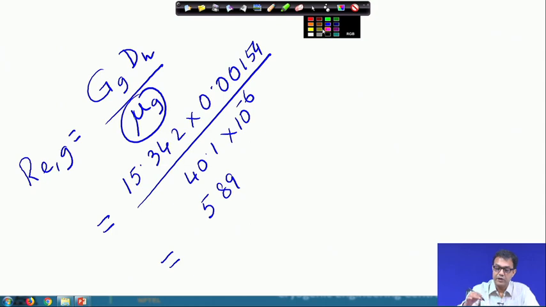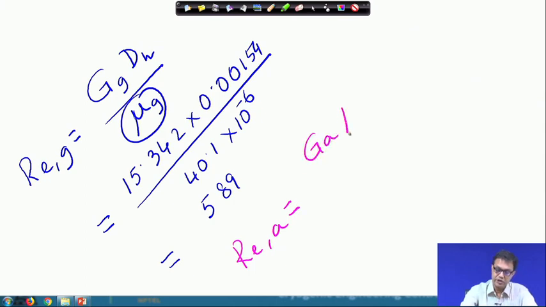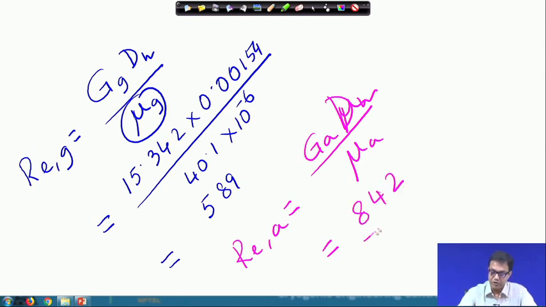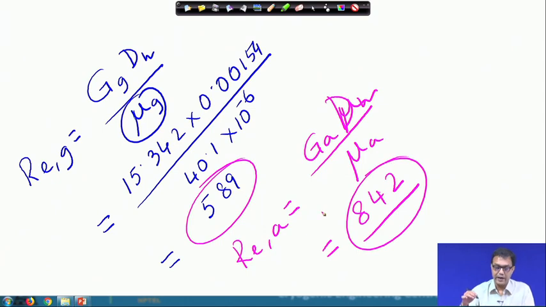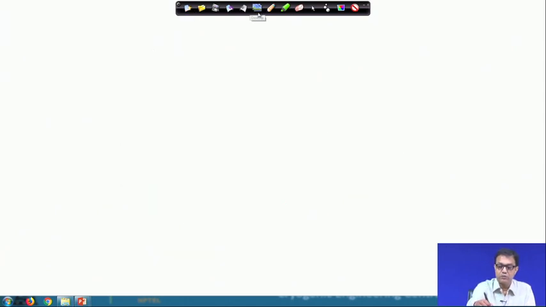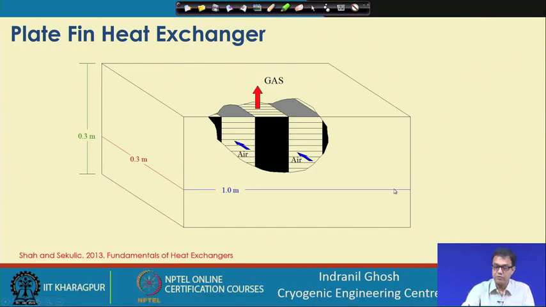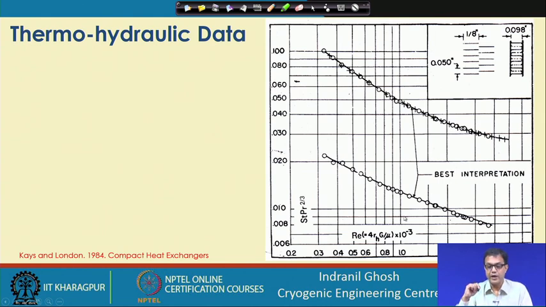Similarly, if we estimate the Re for the air side, this is G dH by mu of the air side, and putting all the values, it comes out to be 842. Now we have the Reynolds numbers for the air side and the gas side. Corresponding to these values, we go to the diagram showing the Stanton number multiplied by Prandtl number to the power 2/3, which is basically the J factor, and the friction factor.